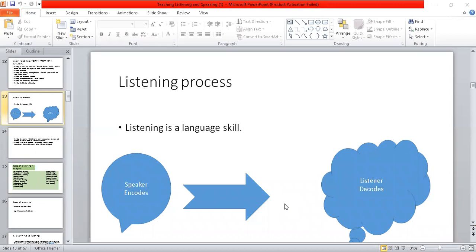Inferring the meaning. Where do you get this inferring of meanings?